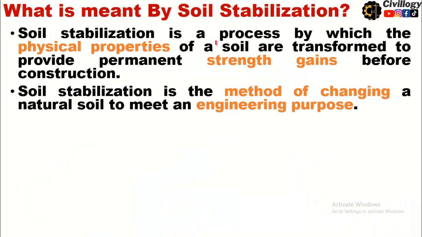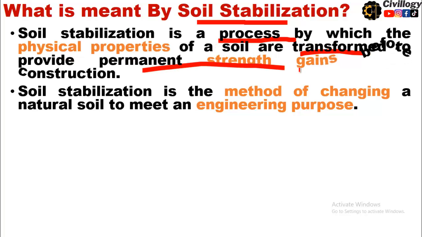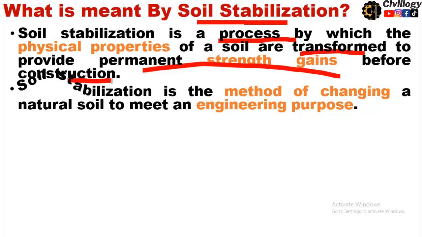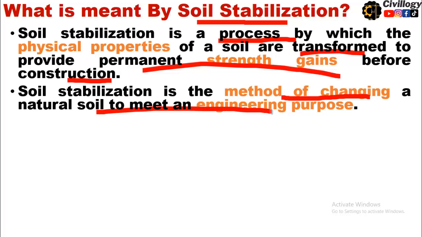First of all, what is meant by soil stabilization? Soil stabilization is a process by which the physical properties of soil are transformed to provide permanent strength gains before construction. So, soil stabilization is to change the physical properties of soil to gain the strength or to enhance the strength of the soil before construction. You can say soil stabilization is the method of changing a natural soil to meet engineering purposes.